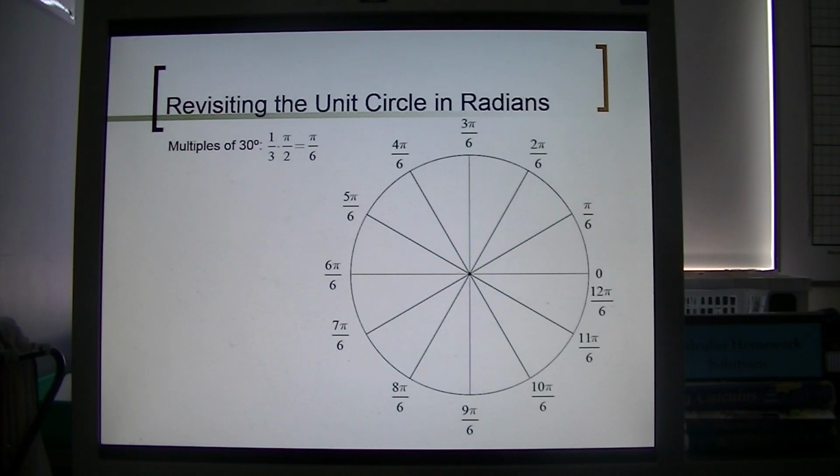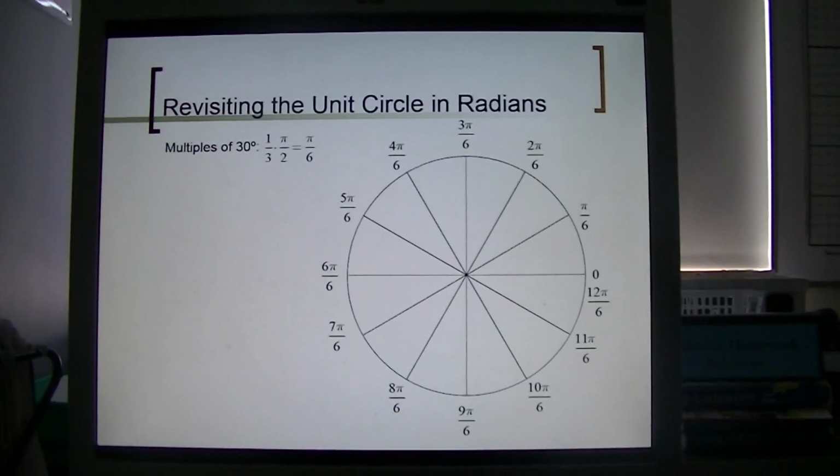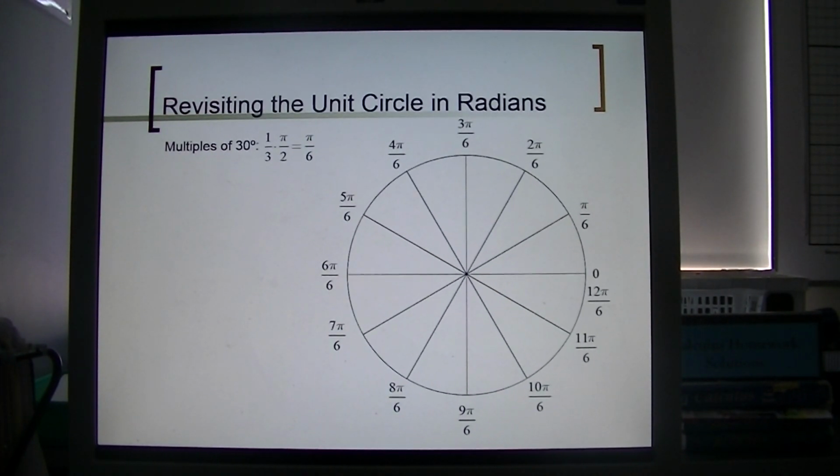Questions on how I got those? What's wrong that some of you have already been mentioning? Simplify. Can you simplify pi over 6? No. Can you simplify 2 pi over 6? Yes. What does 2 pi over 6 become? Pi over 3. So simplify that as pi over 3. Perfect. 2 pi over 6 becomes pi over 3.